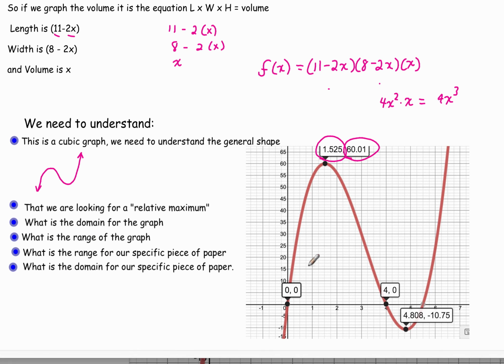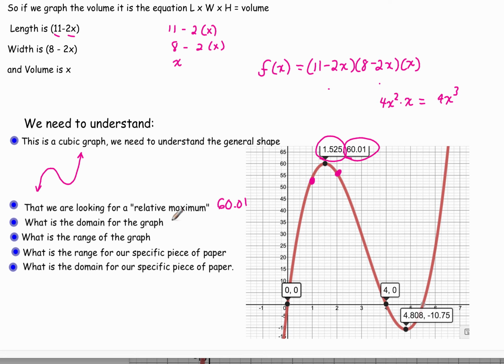We're going up. At 1, we saw our answer was 54. At 2, we saw our answer was 56. So there's our relative maximum, 60. So we are looking for the relative maximums. That means our maximum volume is roughly 60.01.